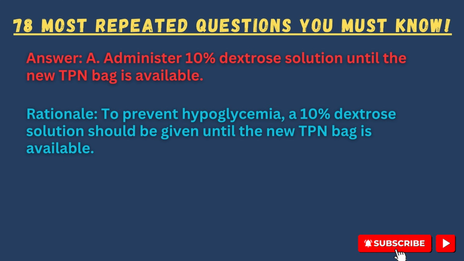Answer: A. Administer 10% dextrose solution until the new TPN bag is available. Rationale: to prevent hypoglycemia, a 10% dextrose solution should be given until the new TPN bag is available.